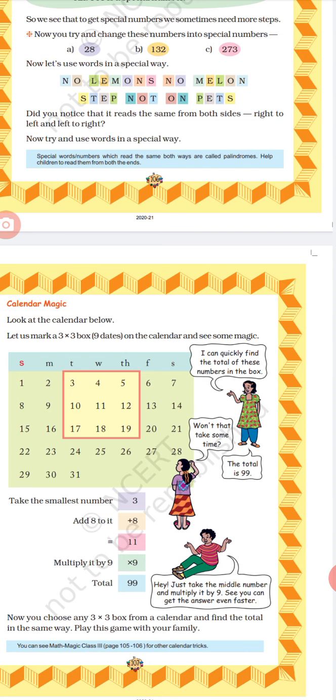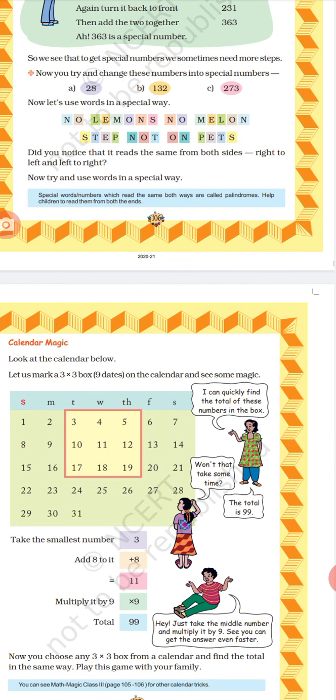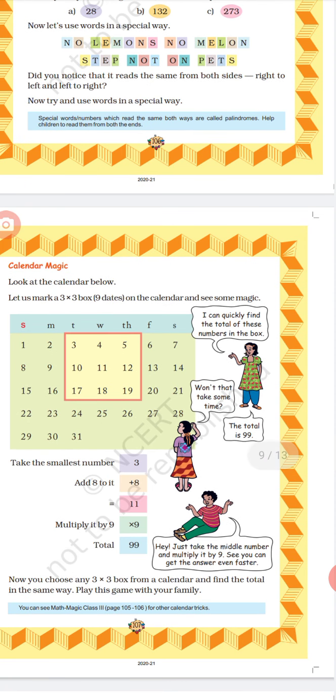See, I am solving the first one for you. A is given, 28. Okay, now what I am going to do, I am going to change the place of the digits. 28 का 82 हो जाएगा. Okay, then I am adding both of them. Then how much will it become? 110. Okay, so what do you think? According to you, is it a special number? No, it is not a special number because if I go from right to left, it is not the same.